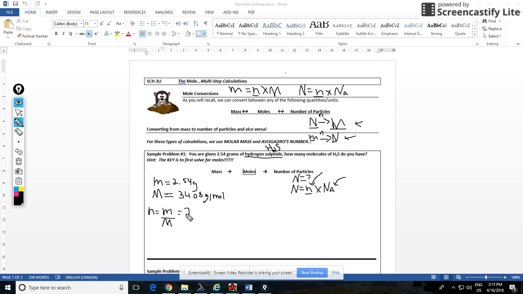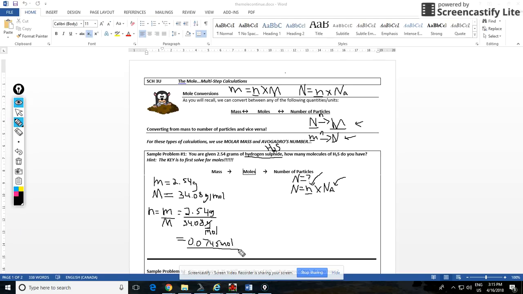And so that's going to be 2.54 grams divided by 34.08 grams per mole. Cross out grams, you're left with moles, and you get 2.54 divided by 34.08, and that gives you 0.0745 moles of hydrogen sulfide.